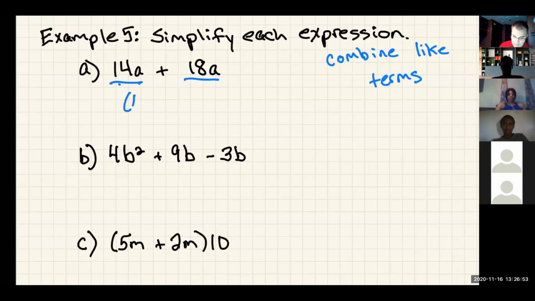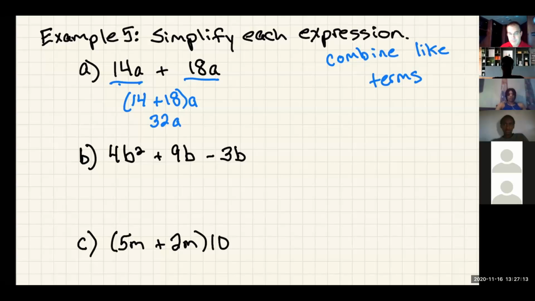So I can just do this. The 14 and the 18 are going to get added together, and we're going to keep that A. So if we had 14 A's and another 18 A's, that makes a total of 32 A's. So 32A would be my final answer.